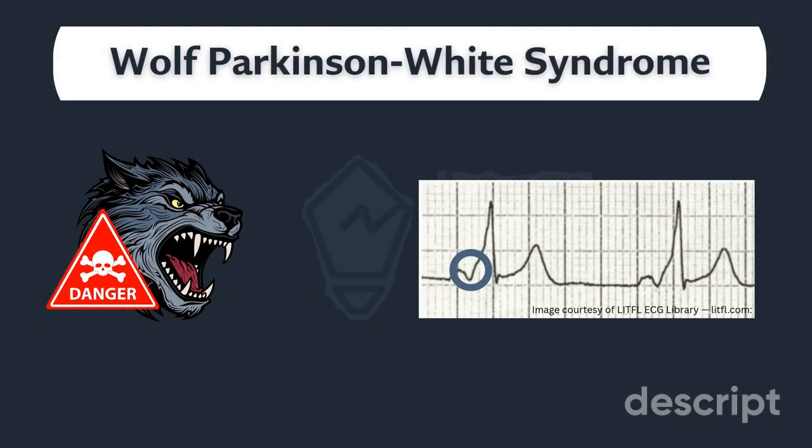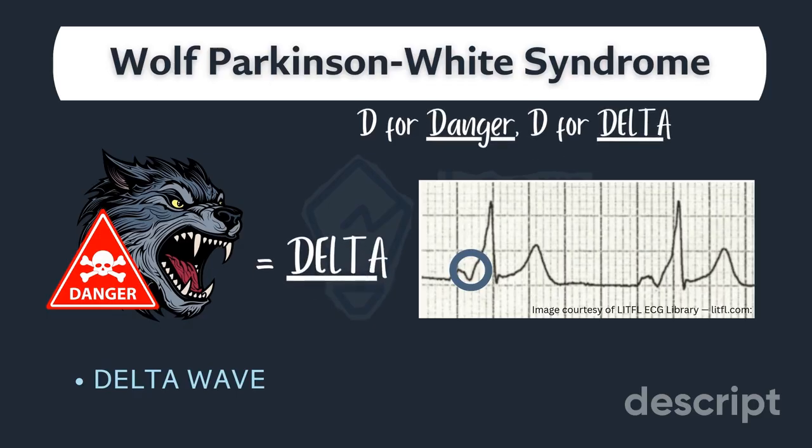Wolff-Parkinson-White syndrome is when there is an extra conduction pathway formed. It pre-excites the ventricles and is shown as a delta wave on the ECG. D for danger and D for delta, remember it with this mnemonic. It also shows as short PR interval and wide QRS, as you can see in the ECG. It can produce very dangerous arrhythmias.